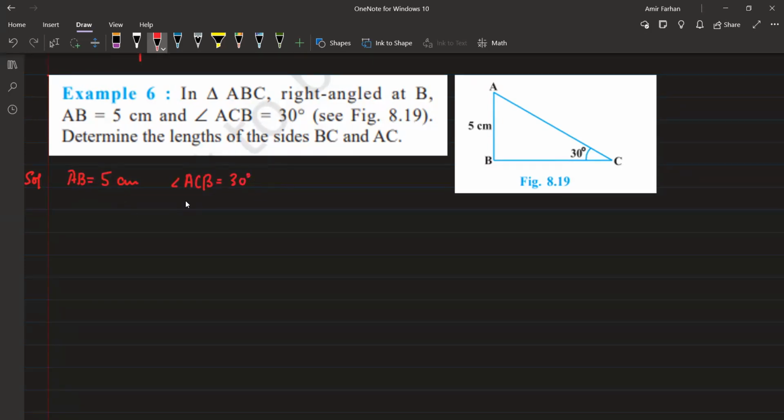So if you need the value of BC, which trigonometric ratio should you use to find it? The perpendicular is given, you need the base. Which trigonometric ratio should you use? Please let me know.